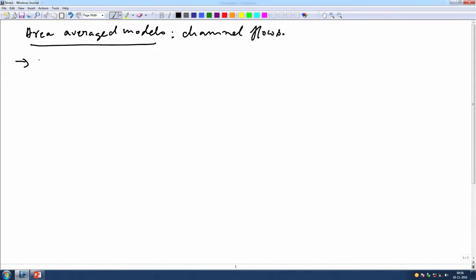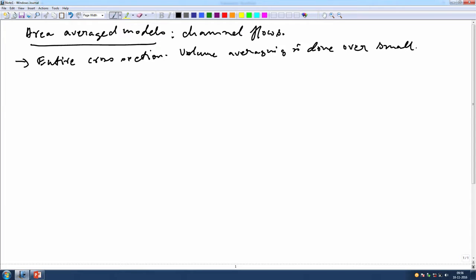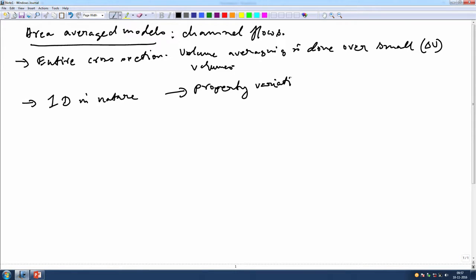Now, area averaging is usually done over the entire cross section, and it is distinct from the volume averaging, which is done over a small elemental volume, that is delta V volumes. So, area averaging by default is kind of like a 1D in nature, because it is done over the entire cross section. So, you have a unidirectional nature of the whole thing, and the variation of properties across the cross section is also lost.